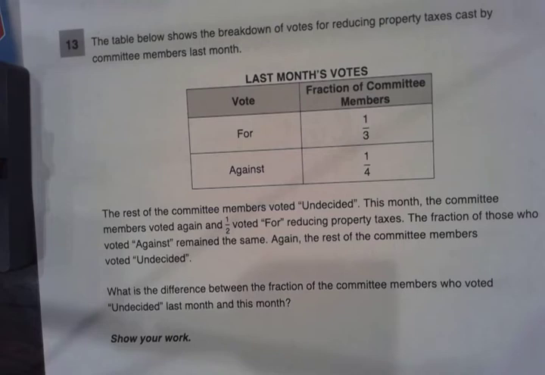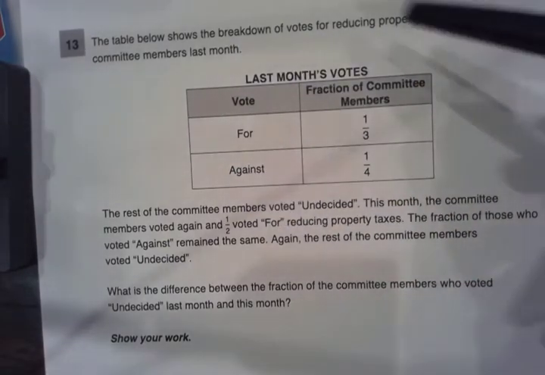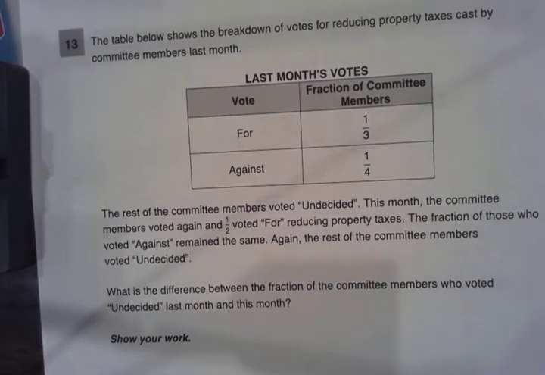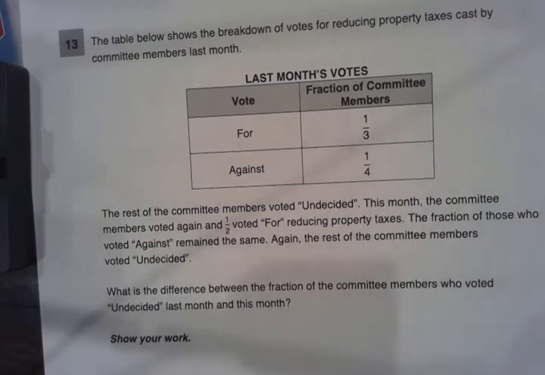The table below shows the breakdown of votes for reducing property taxes cast by committee members last month. And right here they show last month's votes. So this is the vote section and the fraction of the committee that voted. So the for had 1/3, against had 1/4. The rest of the committee members voted undecided.